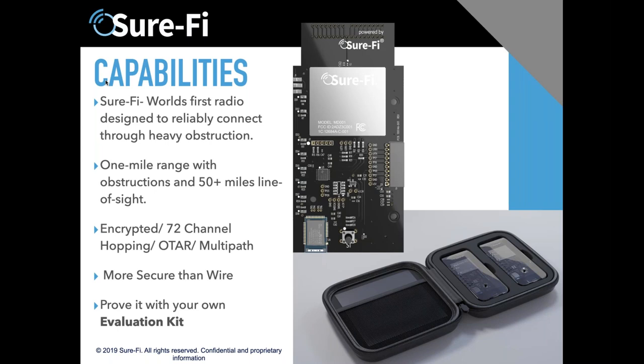Our radio is also encrypted, has 72 channel hopping, has over the air rekeying and multipath. And what that does is it allows you to go to your customers that have security sensitivity, for example, airports or social media clients, police stations, schools, things like that that are very concerned about security, and they can look at the security package that comes with this radio and be assured that it will take care of them and it will not be hacked into.